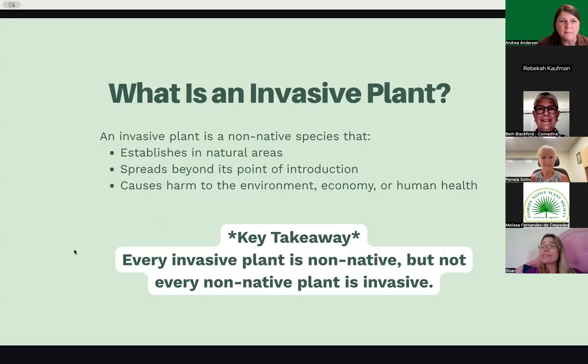Let's see what else. Elephant ears. If so, it can be considered aggressive. Okay, good point, guys. All right, let's see what else.